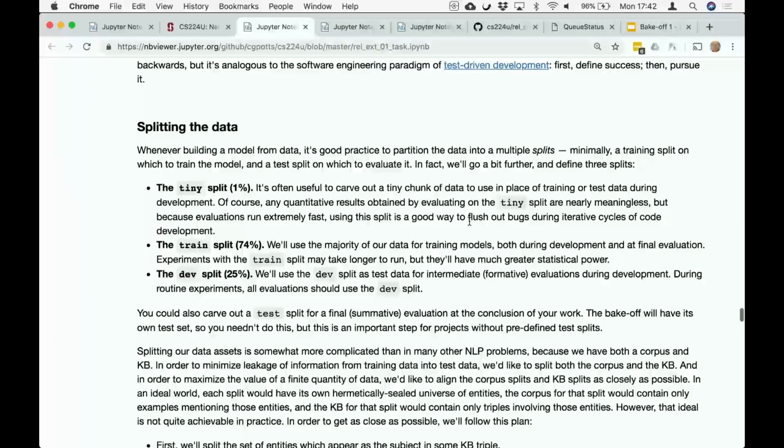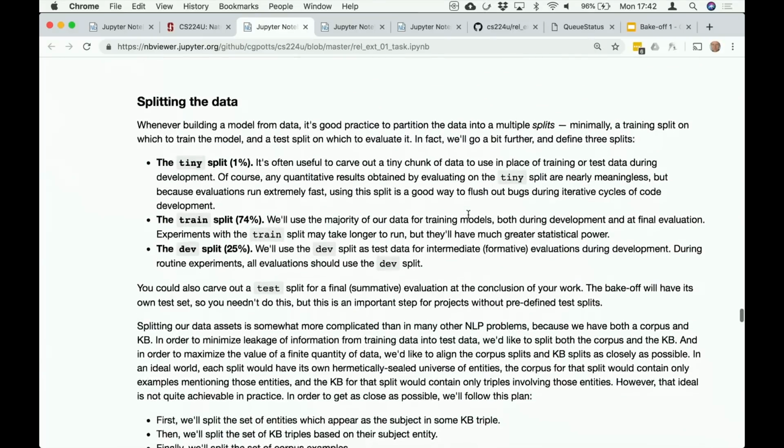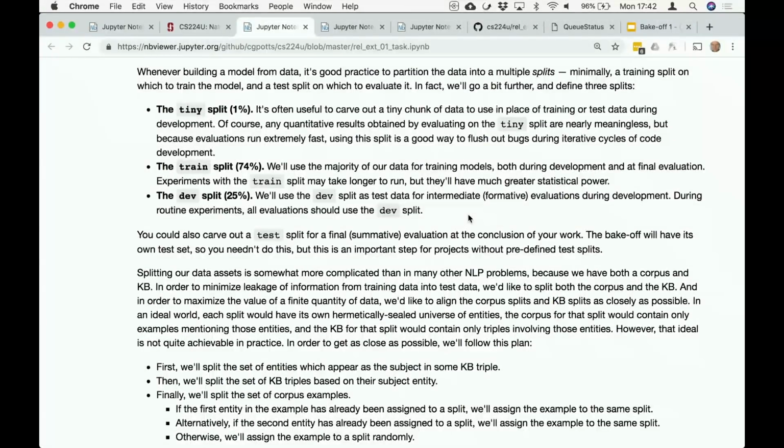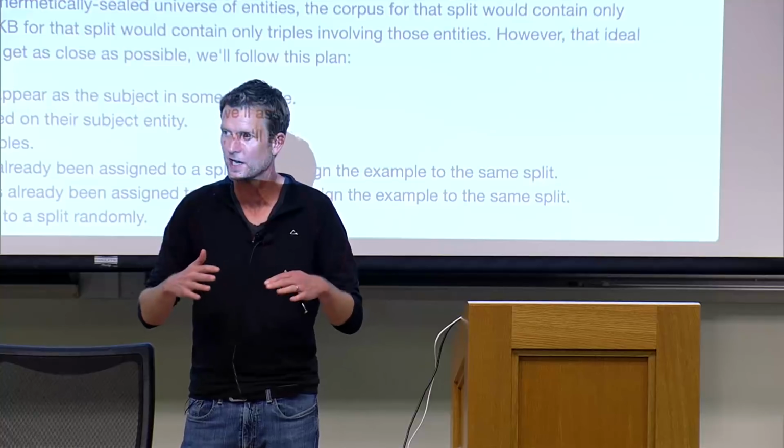A good approach to evaluation typically starts with splitting the data into different pieces. And in this case, I'm advocating a three-way split into a tiny split, a train split, and a dev split. So the tiny split is only 1% of your data. It's going to be really small, but it's also going to be really fast to train and test on. And the merit of having a tiny split is that you can do your early development on it, and it can help you flesh out bugs in your code.